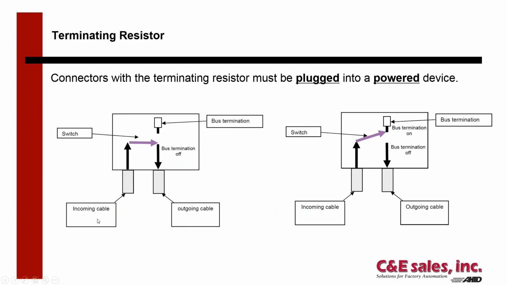But what you can see here is on the left-hand side, when that terminating resistor is in the off position, it basically allows communications to continue flowing from the incoming cable to the outgoing cable. When you turn that terminating resistor on, it basically says, hey, we're going to stop the communications right here. It's as good as disconnecting that outgoing cable.